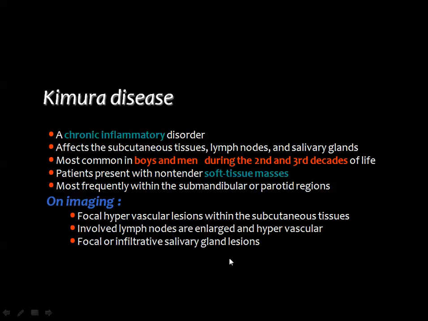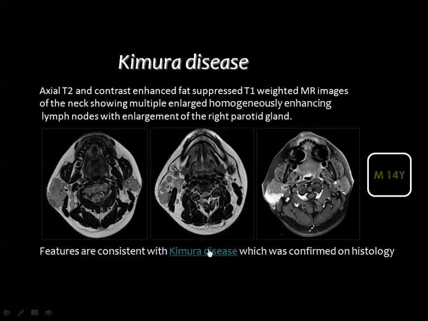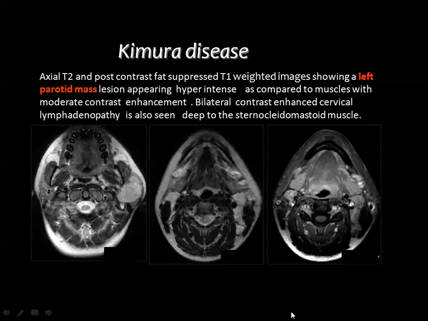Then this is an appearance of Kimura disease in a male 14 years old. You got enlargement of the lymph nodes on the right side associated with ipsilateral enlargement and signal changes in the parotid gland. And this is the case of Kimura disease with enlargement of the lymph nodes deep to the sternomastoid muscle, and you got a lesion which is of high signal in the T2 weighted image in the left parotid gland.